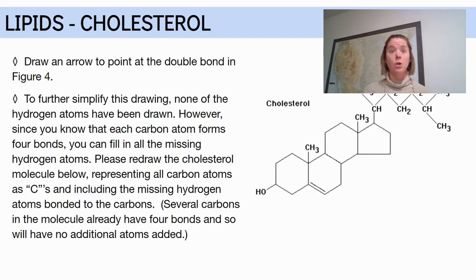This is the way the cholesterol looks. That's what the molecule actually looks like. One of your questions wanted you to point to the double bond. If you were unsure what that was, hopefully you figured out, oh, well, there's this one spot where there's two lines. Yep, nailed it. You got it.